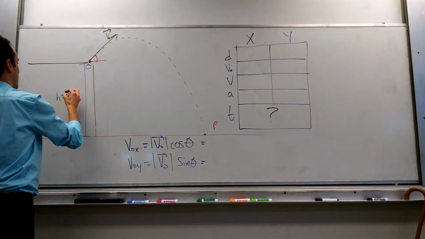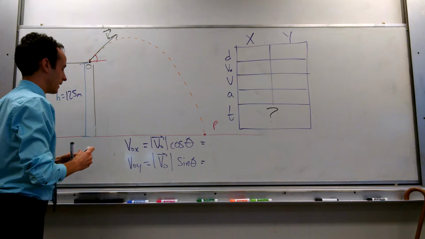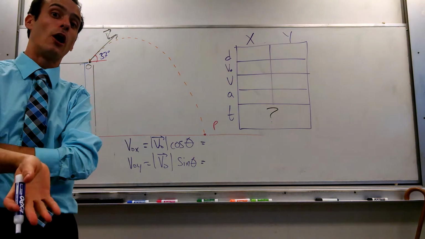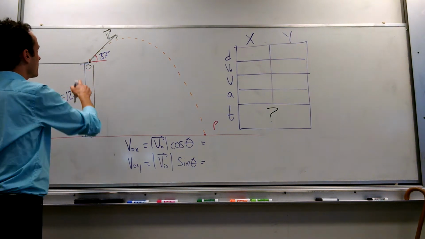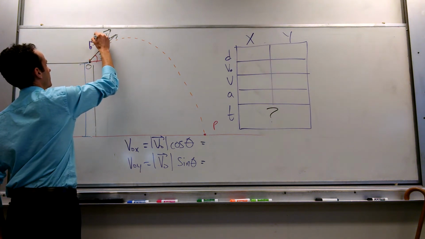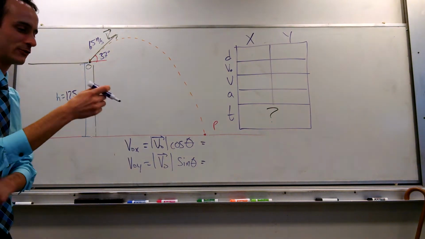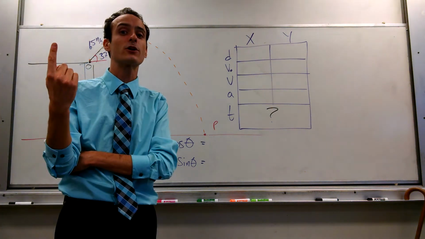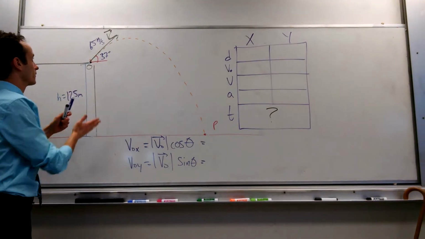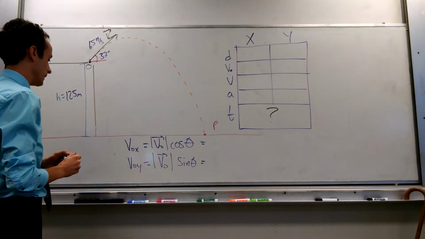Now, they also give you that the height is 125 meters. They give you the angle here. 37 degrees is the angle that the projectile is launched with respect to the horizontal. And they also give you the magnitude of the initial velocity, or the speed, which is 65 meters per second. Now the velocity is a vector quantity equal to 65 meters per second at 37 degrees with respect to the horizontal. That's the vector quantity, but the speed or the magnitude is just 65 meters per second.